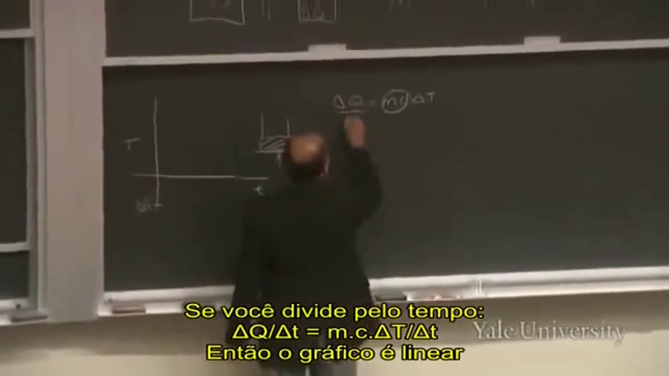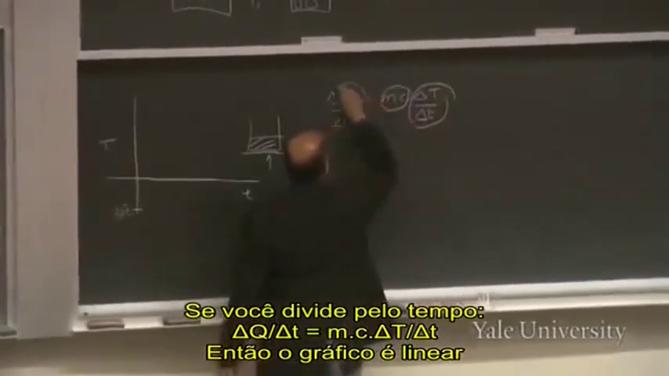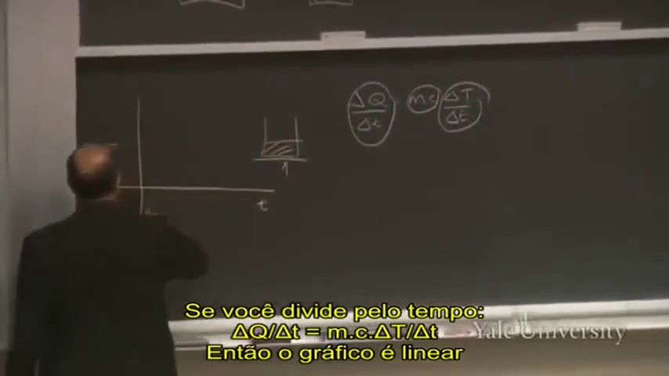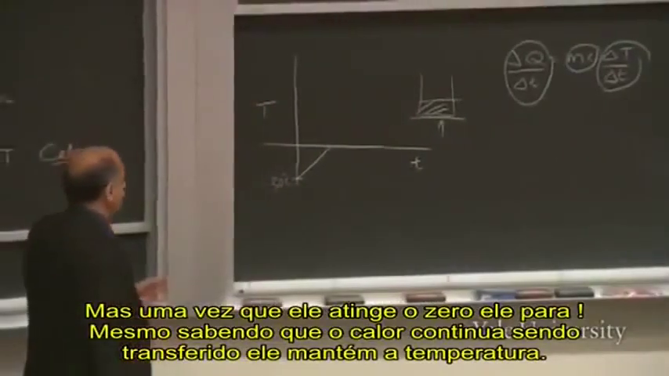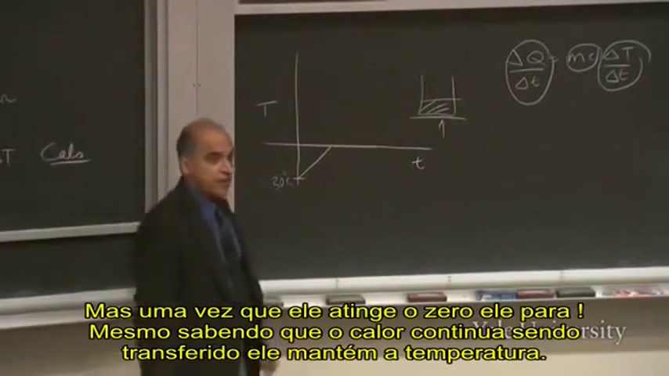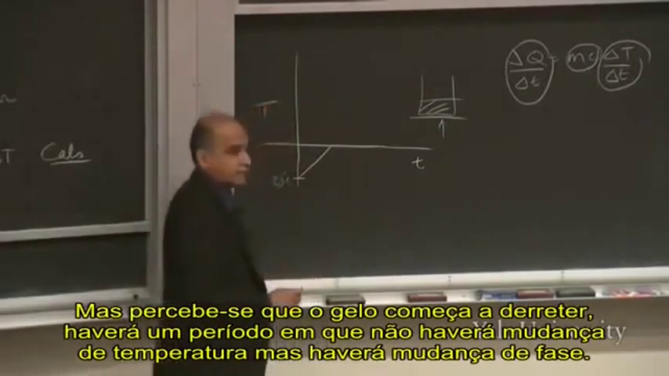But if you divide both by the time elapsed, then the rate at which the temperature rises will be the rate at which the heat flows into the system. If heat is flowing at a steady rate, temperature should rise, and indeed it does. But once it hits 0, it gets stuck. I know heat is coming in, but it's not getting hotter. But I notice that the ice is beginning to melt.